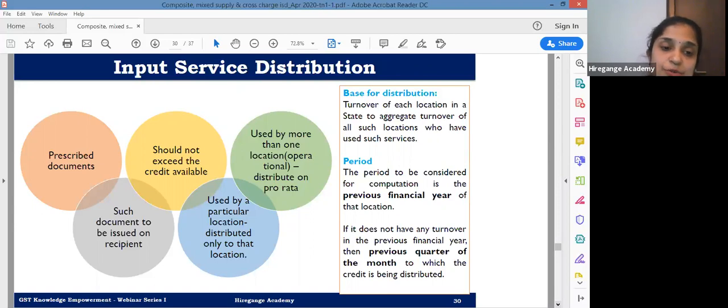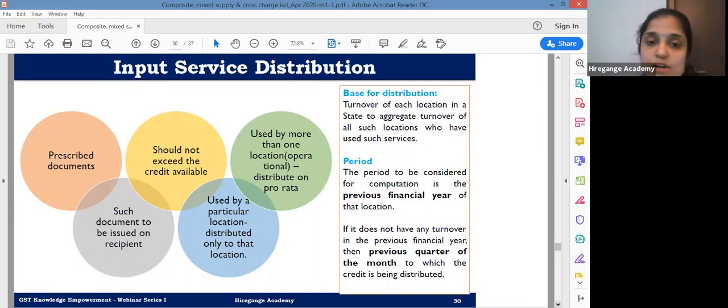The credit distributed cannot be more than the credit which is available. And if the particular expense or credit relates only to one location, then distribute that credit only to that location. Coming back to my earlier example, an advertising expense only for advertising the Chennai location is distributed only to that location. If the advertising benefit went to two locations, Chennai as well as Bangalore, then it is distributed between both those locations based on turnover.